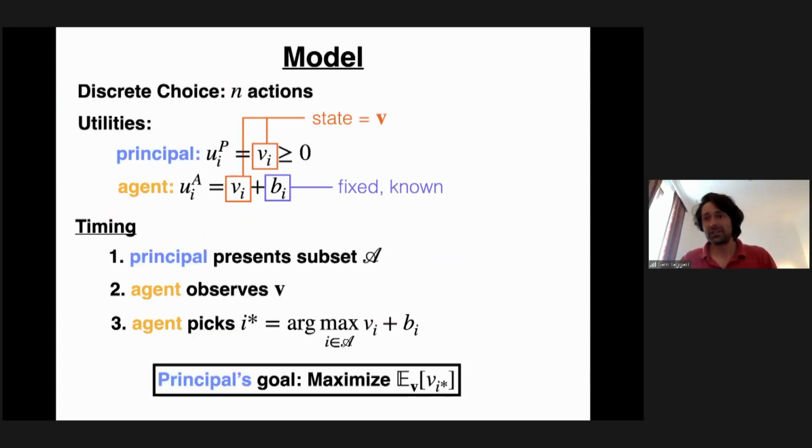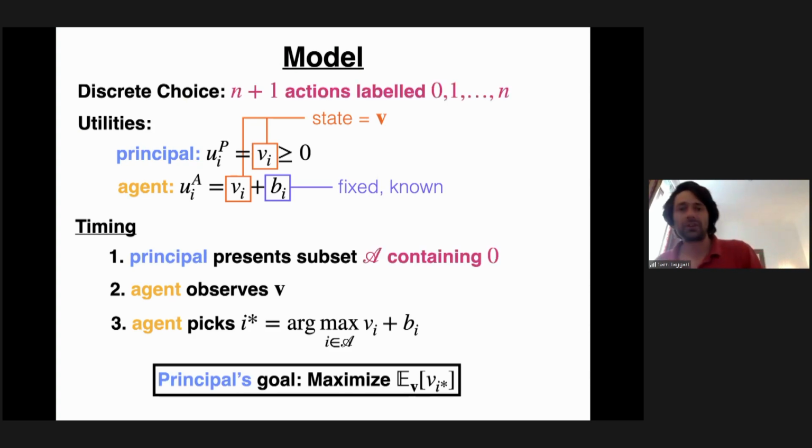So we're going to give ourselves the power to capture all of this by giving ourselves an action 0 as well, an outside option. So we'll assume that there is an action 0. You have to include action 0. And notice that this is strictly more general than the model I just showed you before. So if you wanted, you could make the bias of action 0 minus infinity, in which case the agent would just ignore it completely. But now we can also capture all of utility-based assortment optimization.